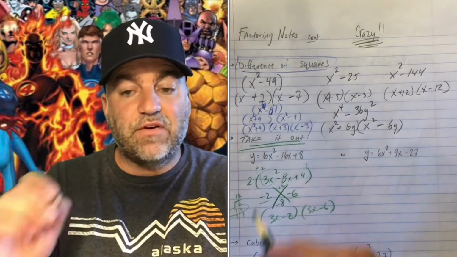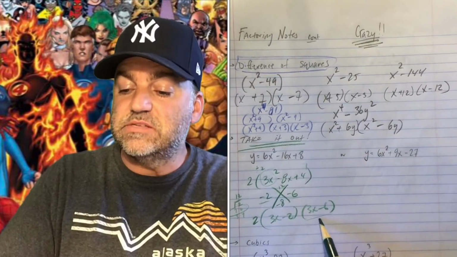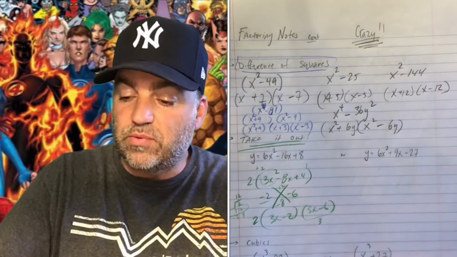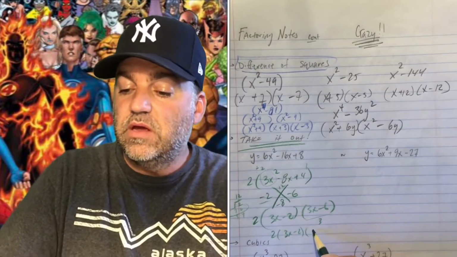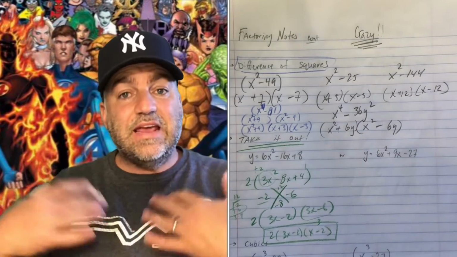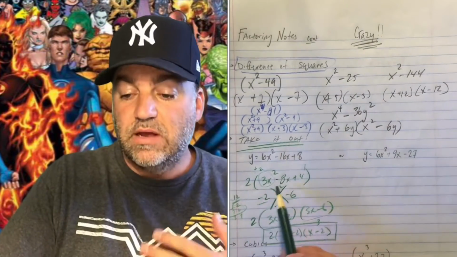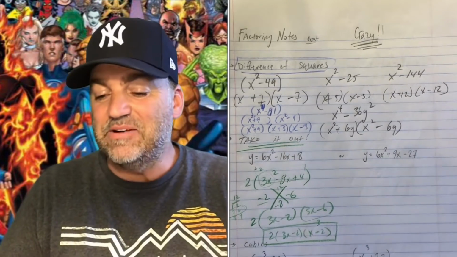And I can't forget this 2 that I took out earlier. Now reduce is my last step, reduce by 3. So my final answer is 2 times (3x minus 2) and then (x minus 2). So I had to take it out first, that 2. Now I can, my friends, rock this one from my previous video.